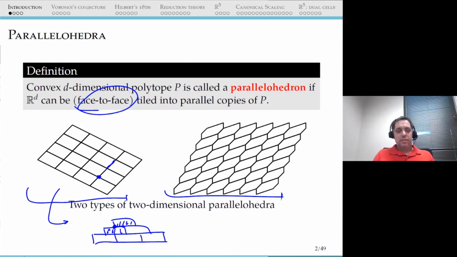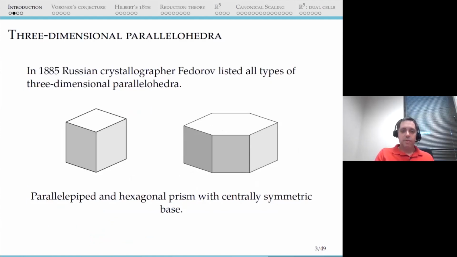I'm going to talk about these polytopes, their properties, and particularly their connection to lattices and many different applications of lattices. However, mostly I'm going to talk about the combinatorics of such tilings and of such polytopes. So these are two-dimensional parallelohedra. For three dimensions, there are a bit more than two. All were classified at the end of the 19th century by Fedorov. He listed all types of three-dimensional parallelohedra, and there are five of them.